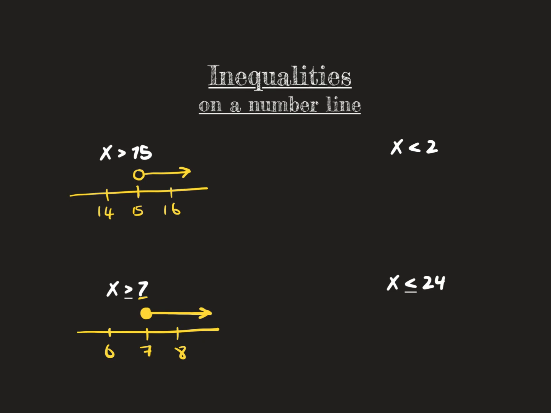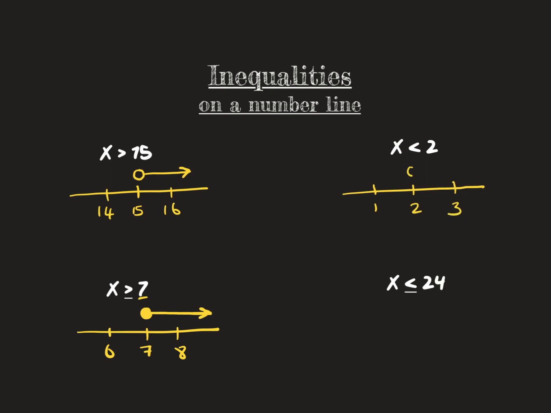So next two examples here, we've got x is less than 2. So no underline this time, so it doesn't mean less than or equal to. So if it's not underlined, then we're not going to colour in our dot. Let's put our numbers on first, starting with 1 and then 2 in the middle and 3 on the right.